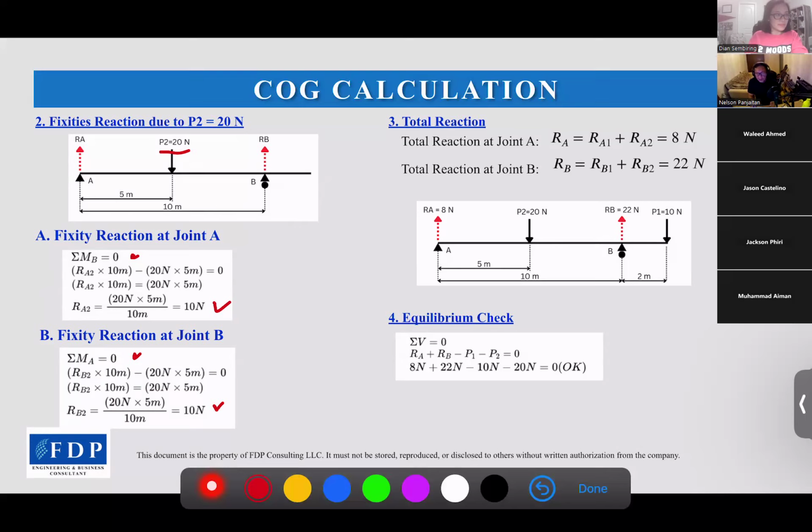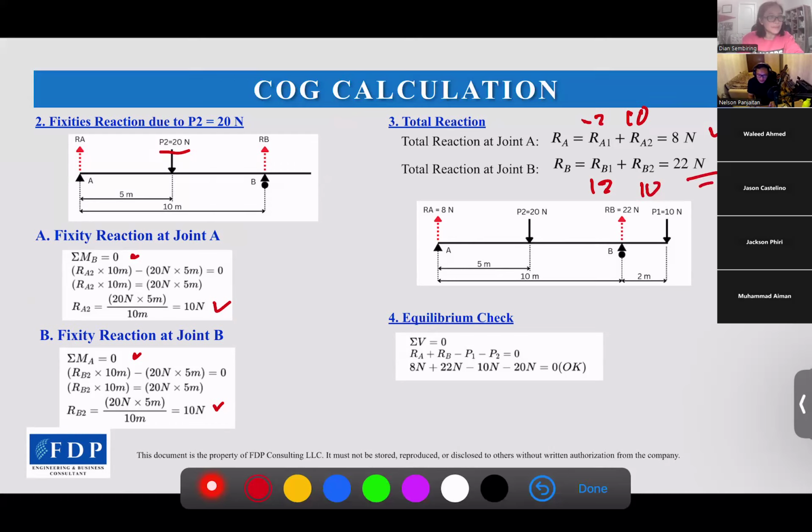So the total reaction at joint A, RA equals RA1 plus RA2. RA1 we got minus 2 before, RA2 we got 10 Newtons. Then the total reaction for joint A is 8 Newtons. And then for joint B, RB1 we got 12 Newtons, and RB2 we got 10 Newtons. The total then is 22 Newtons.